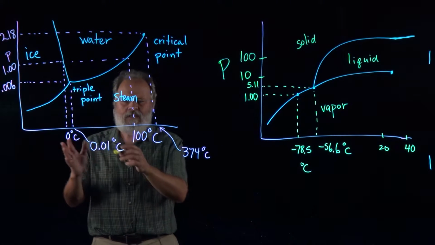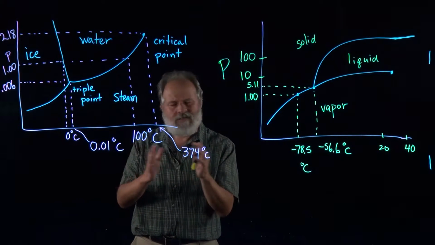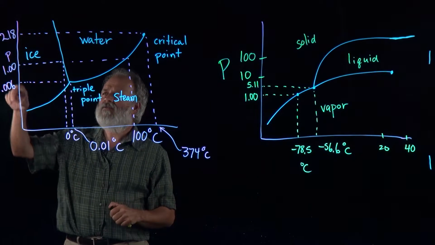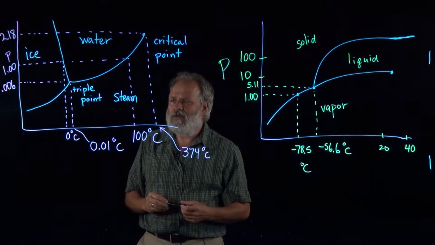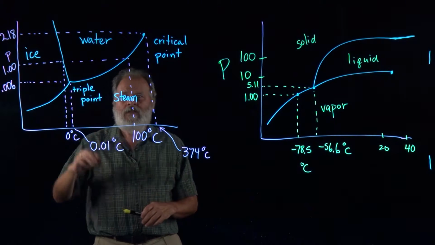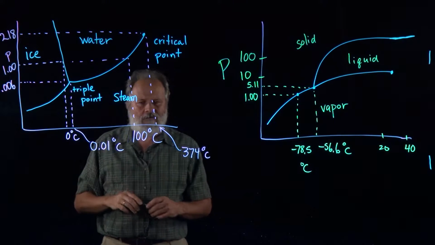And so these scales will be temperature. It's not linear in any way whatsoever. And this is going to be the pressure in atmospheres. It's not going to be linear in any way whatsoever. So these curves here are called phase boundaries.